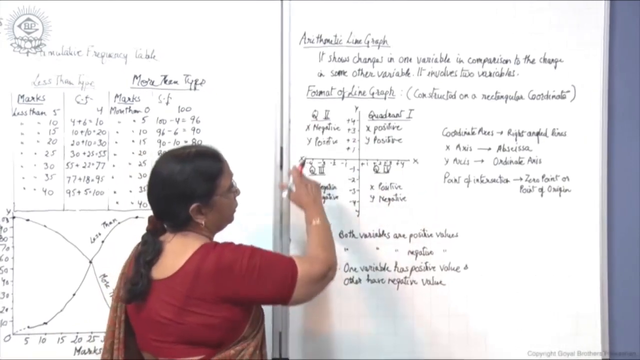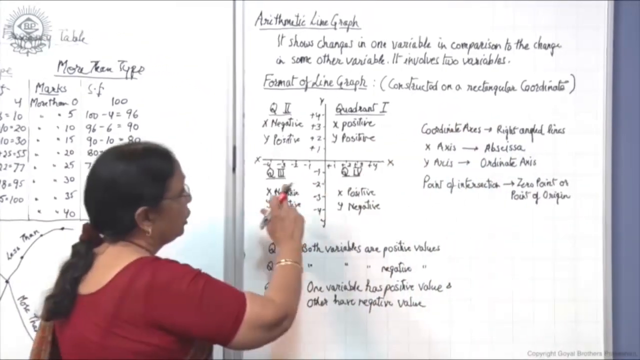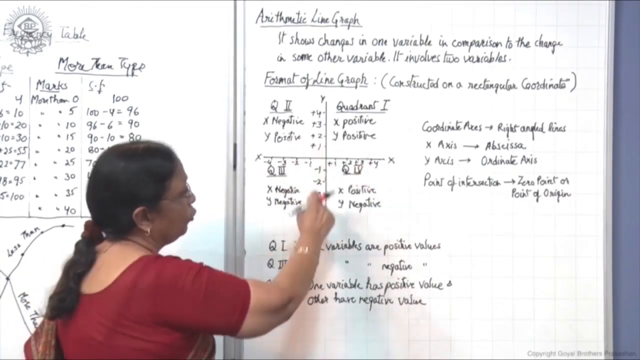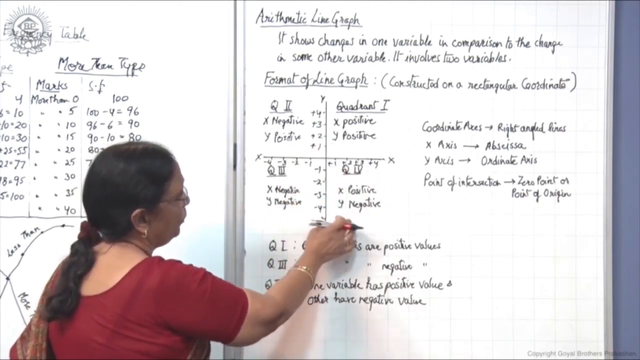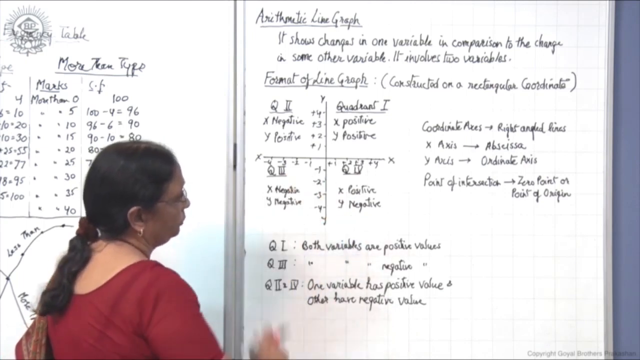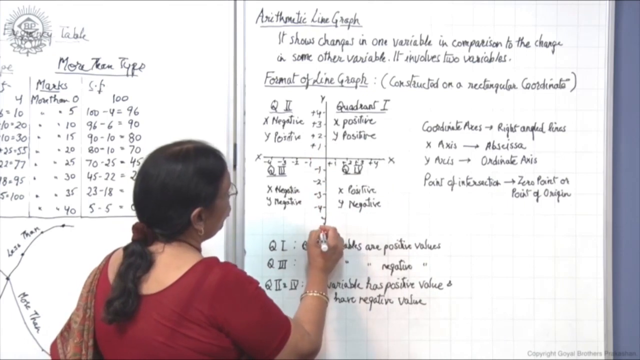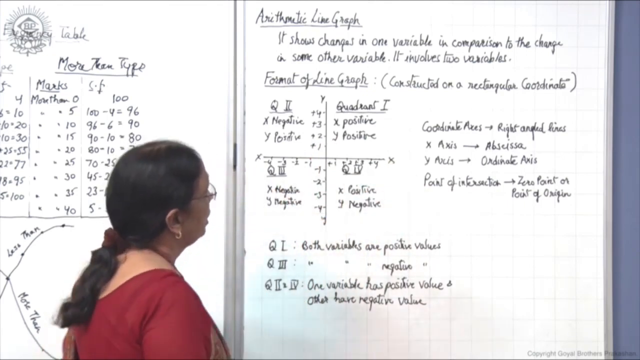On a graph paper, this is constructed on a rectangular coordinate system. In the graph paper, we divide the axes into four parts like this. This makes four quadrants, quadrant 1, 2, 3 and 4. Here this vertical line is known as OY and this is called OX.